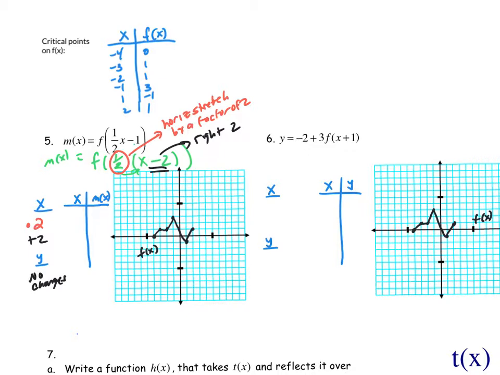I'm going to take each x value, multiply by 2, and then add 2. So -4 times 2 is -8, plus 2 is -6. The y values stay the same, so 0. -3 times 2 is -6, plus 2 is -4. The corresponding y value is up here, which is 1. We're going to go to the next x value, which is -2. -2 times 2 is -4, plus 2 is -2. And the corresponding y value there is 1. The next value is -1. -1 times 2 is -2, plus 2 is 0. The corresponding y value is this one, which is 3.